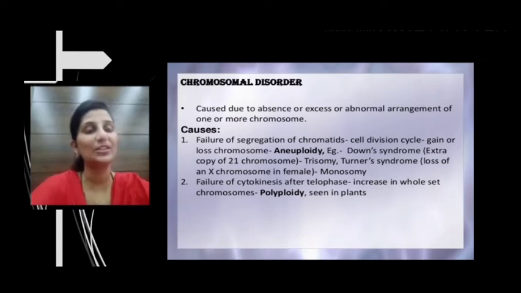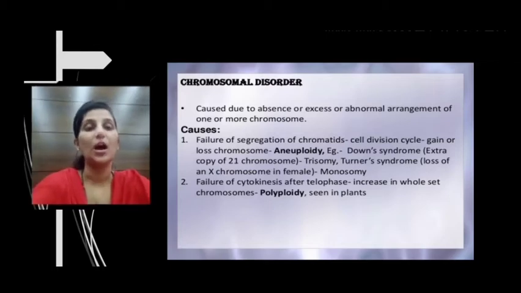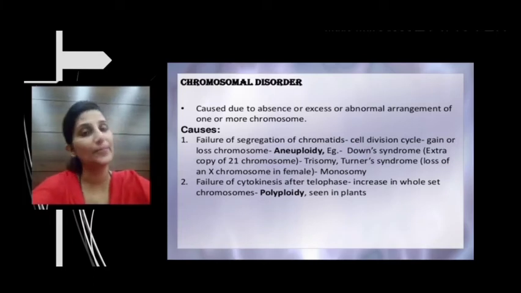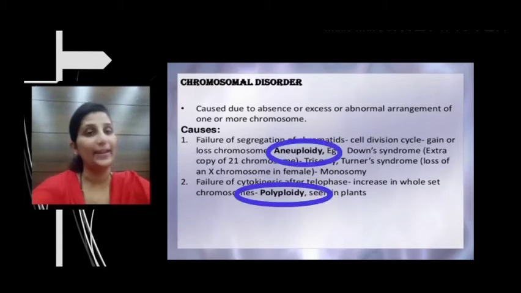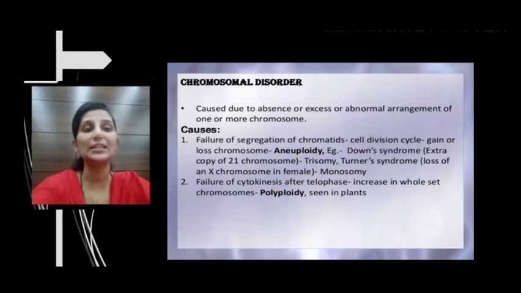So let's begin with what are chromosomal disorders. It is caused due to a loss or an excess or an abnormal arrangement of one or more chromosomes. So it is either due to a loss or an excess and an abnormal arrangement of chromosomes. And there are two types of chromosomal disorders. They are aneuploidy and polyploidy. Let us learn what are these.